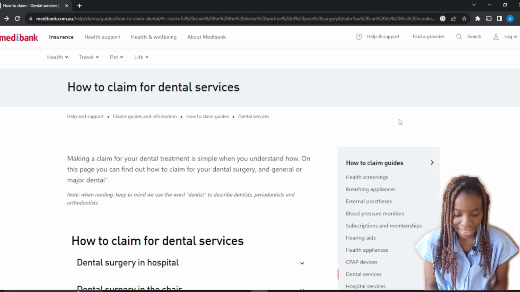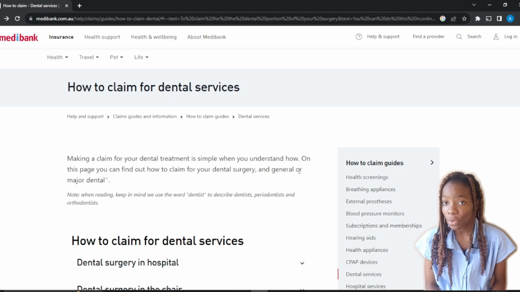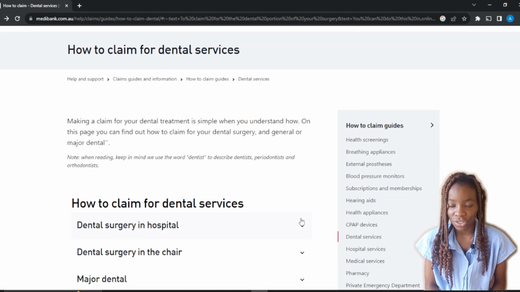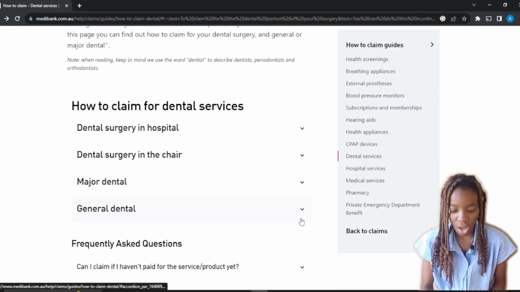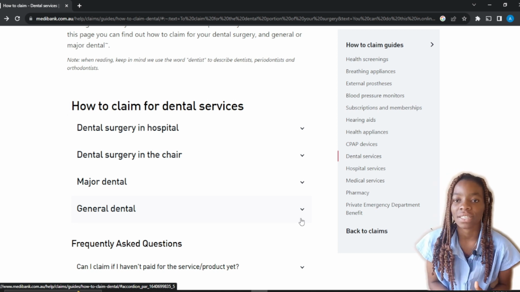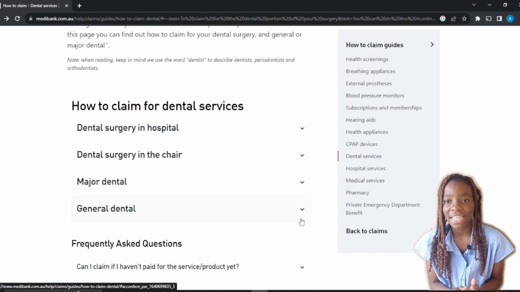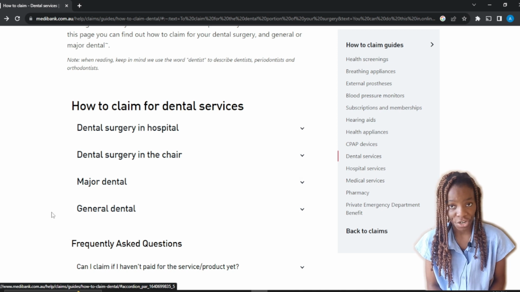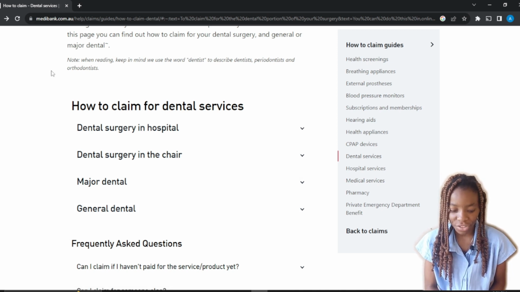Now, making a claim for your dental treatment is simple when you understand how. And then on this page, you can find out how to claim for dental surgery in general and major dental. Now, I'm going to categorize this claim for dental services into 4. As you can see, there are 4 categories that I'm going to walk you through. First, we have the dental surgery in hospital, we have the dental surgery in the chair, we have the major dental, and we have the general dental.